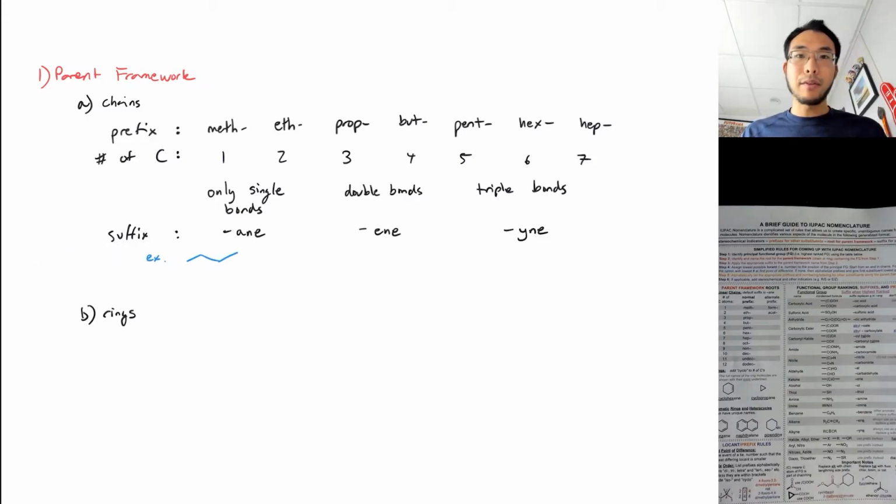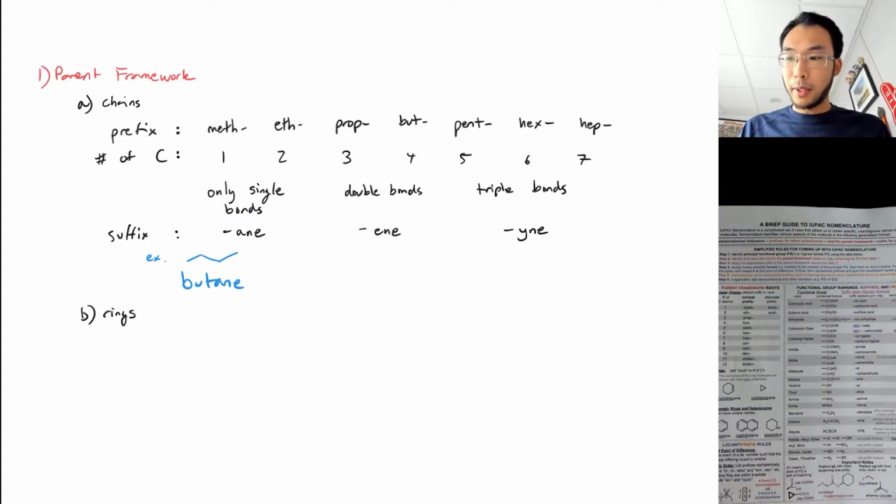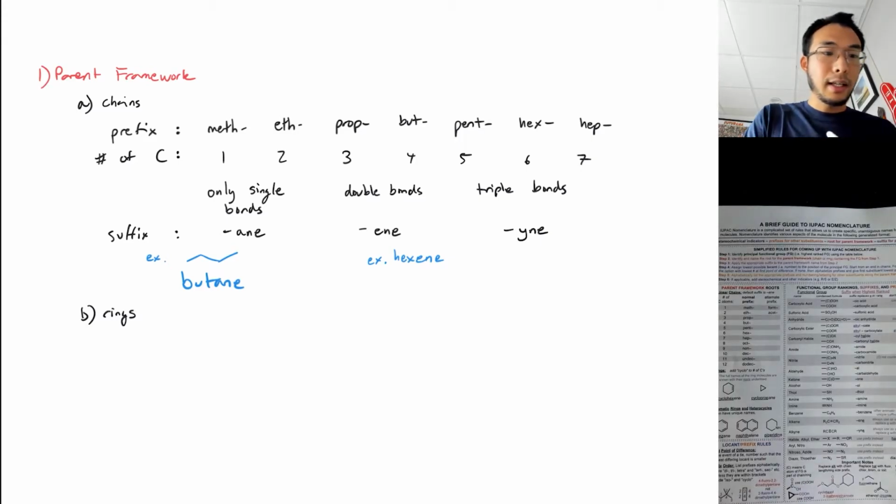So if you have this molecule, and I asked you to give an IUPAC name for this molecule, you would go through and figure out what the parent framework is, and you would count 1, 2, 3, 4 carbons. That would take you to the but prefix. You would see there's only single bonds, so then you would pick an ane suffix, and so this molecule is butane.